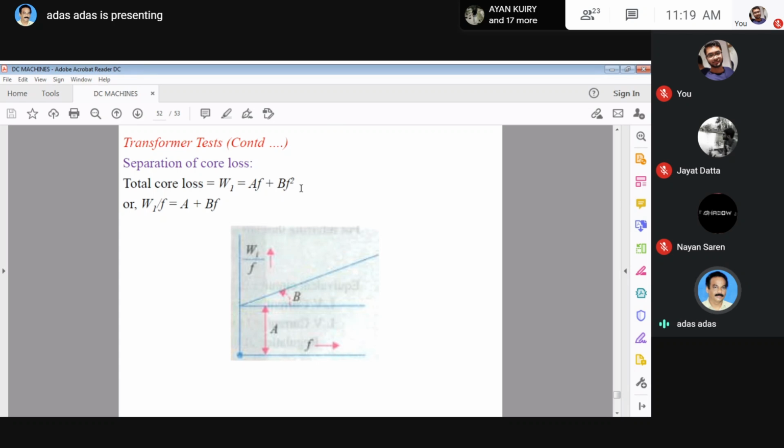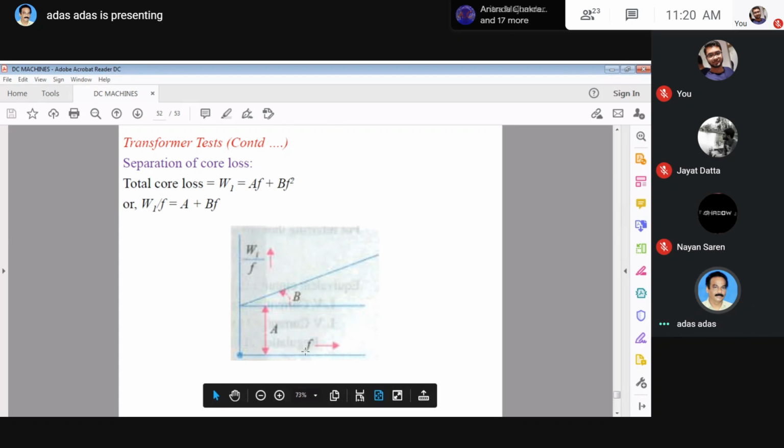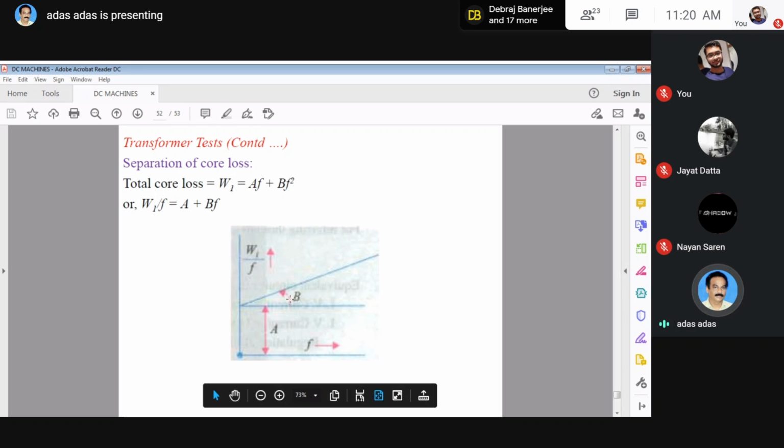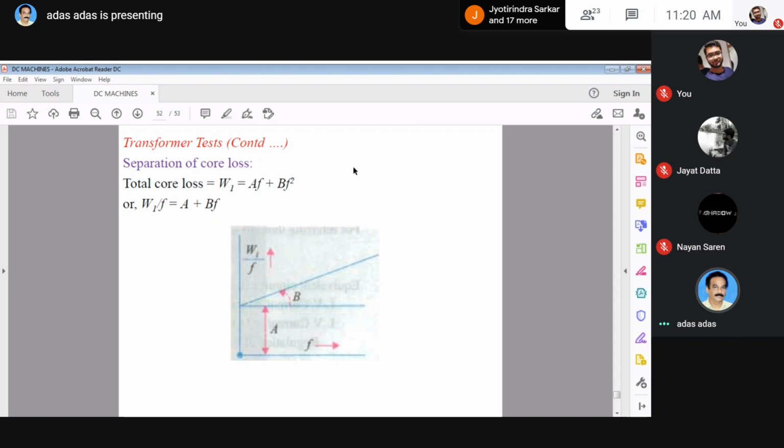Now change the frequency of input and take a set of readings, from which you draw the curve with F along the x-axis and W1 by F along the y-axis. You get this portion. Now extrapolate this. From here, you get the value of A, which is this portion, and the value of B. Obviously, the value of B depends on the frequency. However, you get the values of A and B, from which you can get the core loss at any frequency.